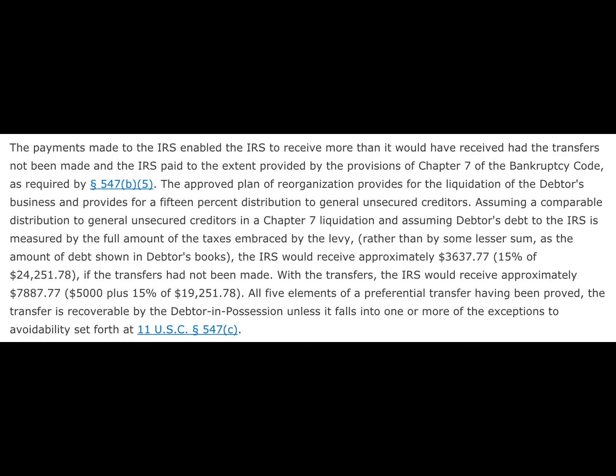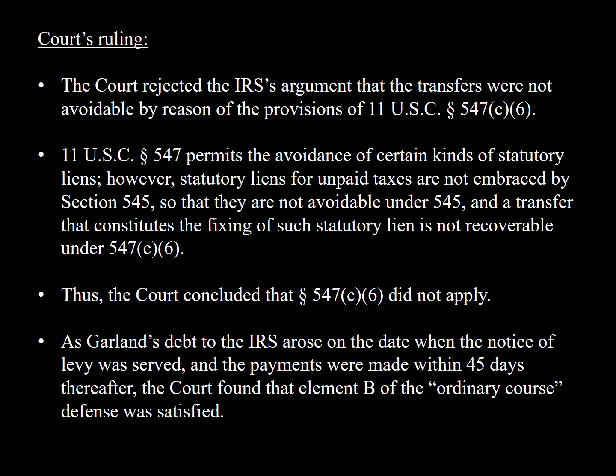First, the court finds that yes, notice of levy was made and collection was made during the preference period, and the IRS did receive more than it would have received had there been a Chapter 7 bankruptcy. So, the court pointed out that Section 545 can provide a safe harbor for certain statutory liens. However, taxes aren't one of them, so they're out of luck on that. But the court says that the payments to the IRS on a notice of levy were in the ordinary course.